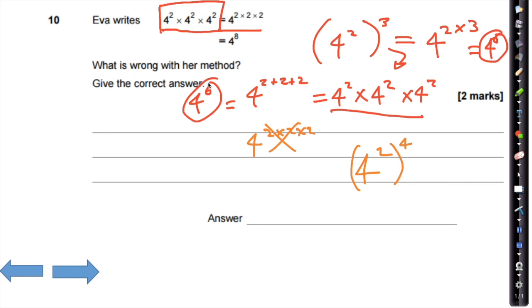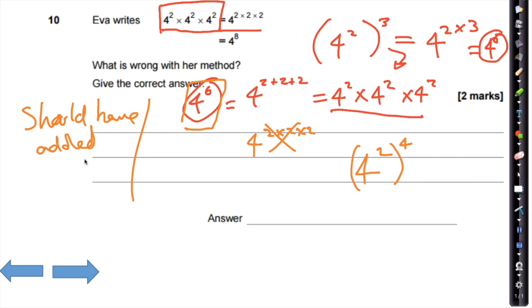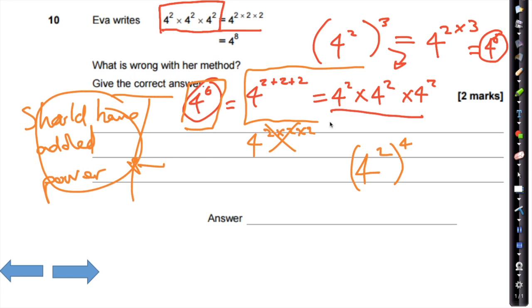So give the correct answer. Well, the correct answer is here, 4 to the power of 6. She should have added the powers, and a lot of people do just write that. But remember, for this new GCSE, when it says give the correct answer, we don't want to write it, we want to show it with the maths. Okay, so they're quite hot in the new GCSE on students showing how it should have happened with the maths. So again, not really providing a counterexample, but providing the correct example.